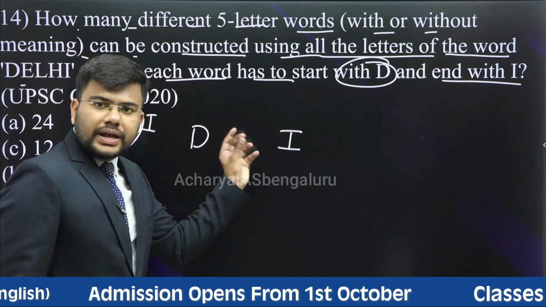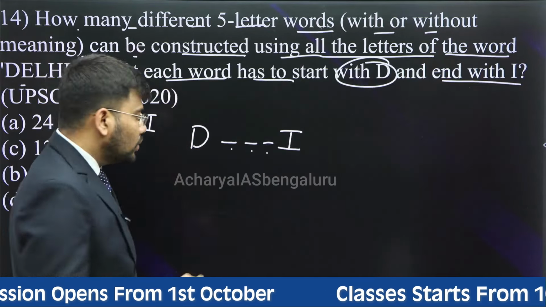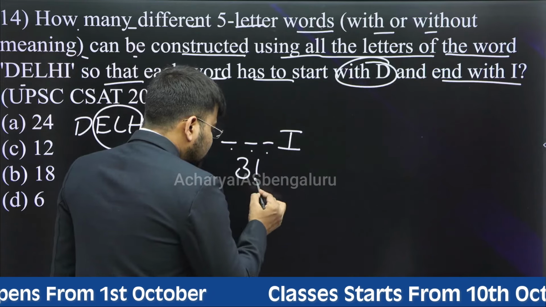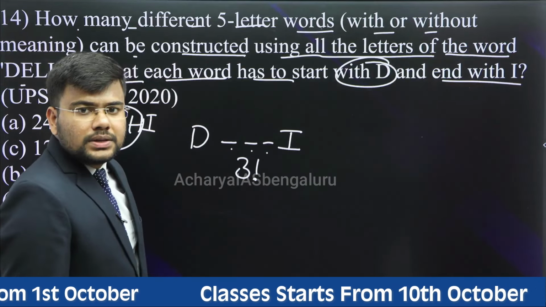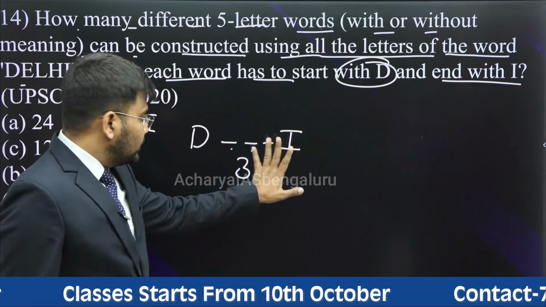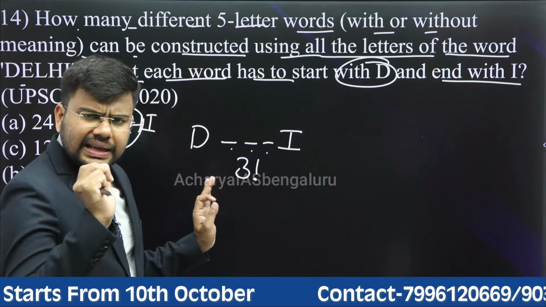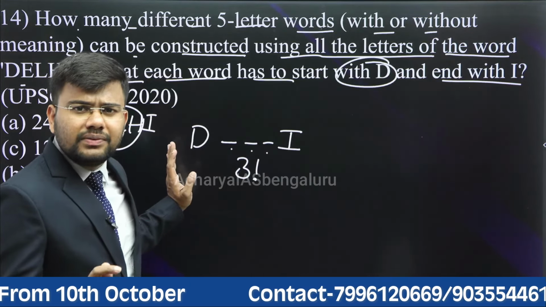Here 3 letters arrangement can be made. Again I am telling 3, 2, 1. That also you can do. If not, you can directly take it as 3 factorial. Sir, it has to start with either D or I. If they tell that, it would be 2 different ways. Again you can put into 2. But they are clearly telling that it has to start with D and end with I.